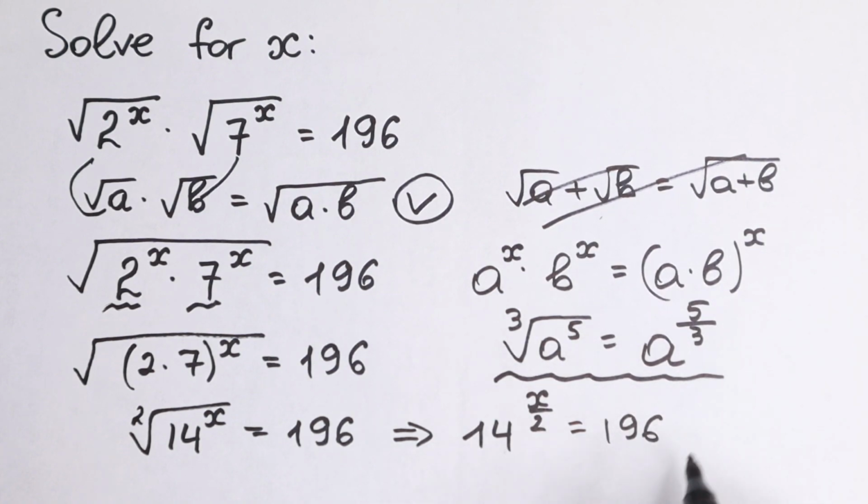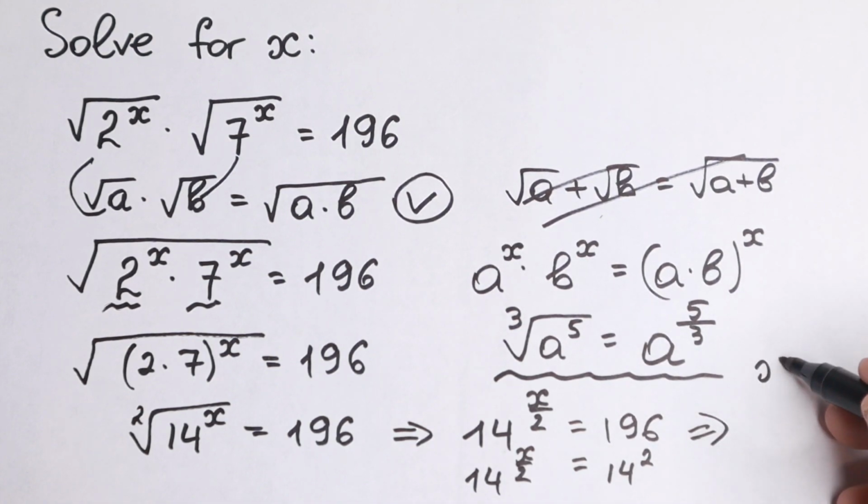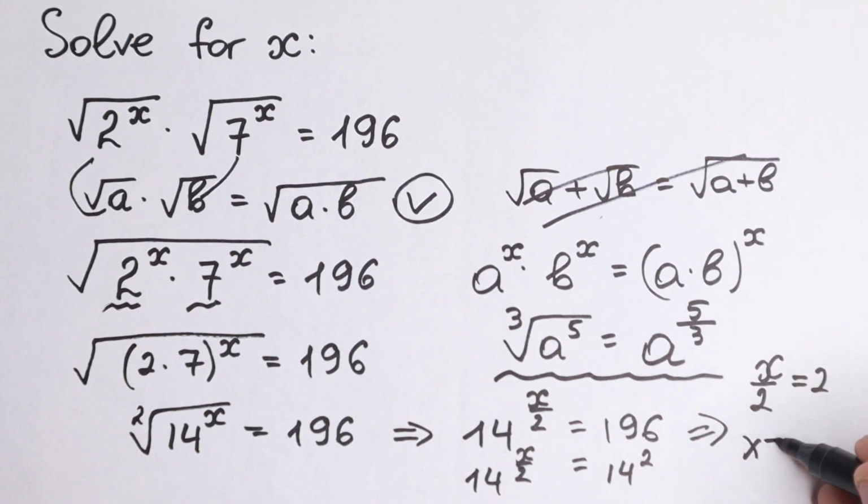But moreover, 196, this is 14 squared. And right here, 14 to the power x over 2. So 14 right here squared, right here x over 2. So one and only way this equation works is when the power will be the same. So x over 2 equal to 2. And from here, cross multiplying, x equal to 4. And this is our answer.